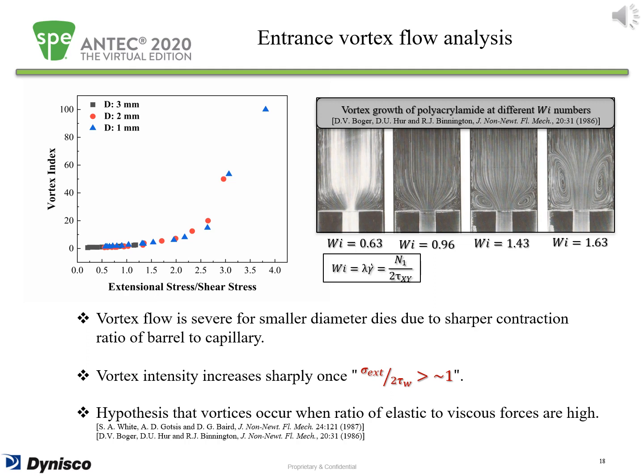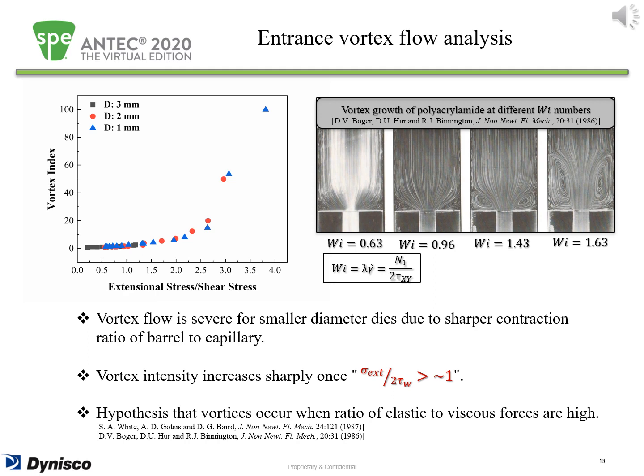The figure in this slide shows the graph of vortex index, which I explained how to calculate in the previous slide, versus extensional stress to shear stress ratio for LDPE melts flowing through dies with different diameters. As it can be seen, the vortex index increases sharply once the ratio of the extensional stress to shear stress is higher than about 2.